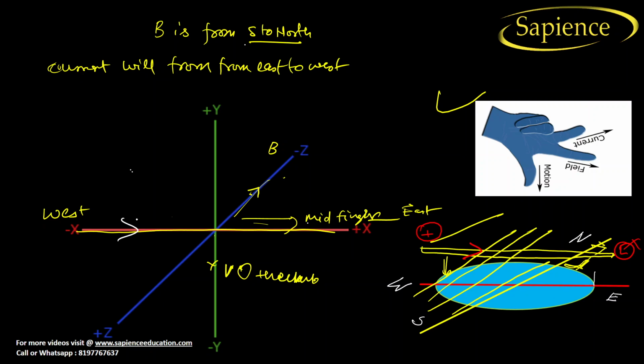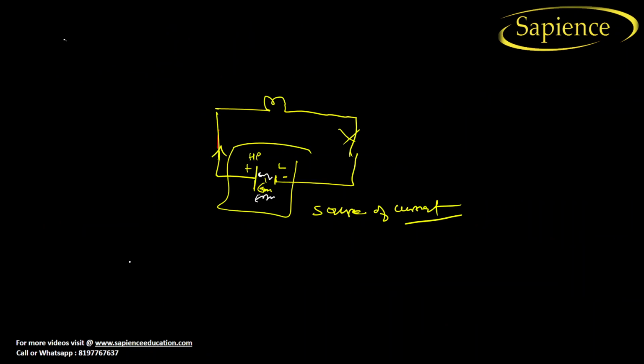So which one will have a higher potential? Current is moving from low potential to high potential, so our answer will be east direction. East will have high potential, right? I hope you have understood this one. So question 6.6 has been solved.